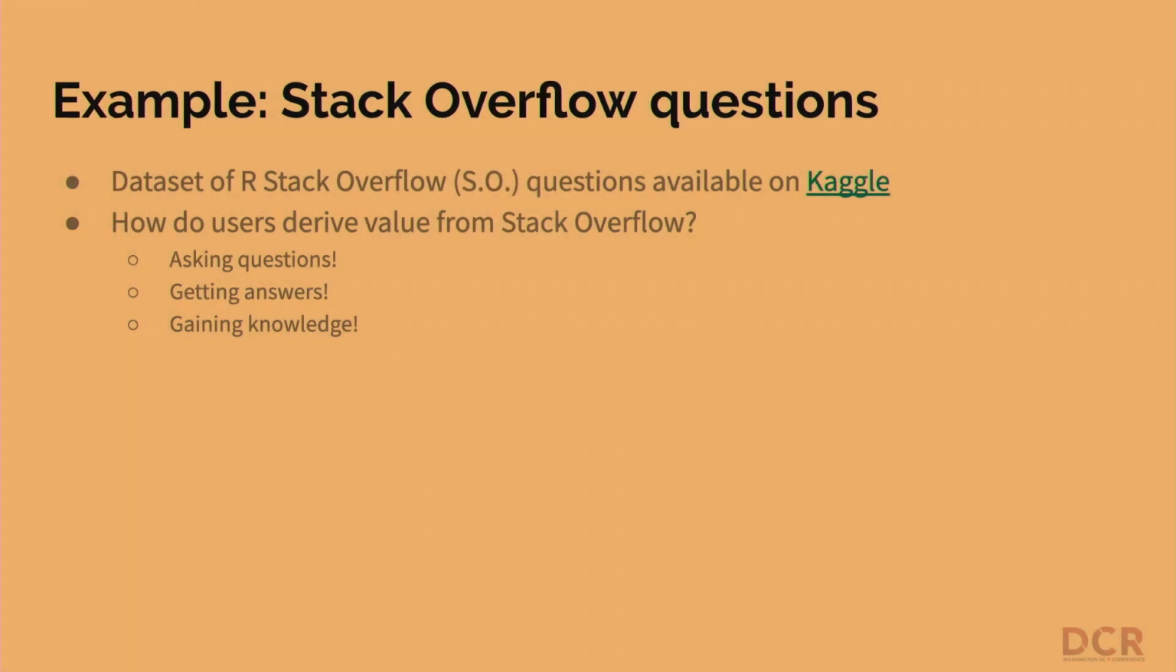So I'm going to use the Stack Overflow R questions data available on Kaggle. I'm specifically going to use the questions data set. I understand that perhaps the real value of Stack Overflow is getting your question answered, but I wanted something that users were actively doing, so asking a question. So that's how they're deriving value from Stack Overflow. They're asking questions, getting answers, and gaining knowledge. So this number of questions asked, that's our North Star metric.